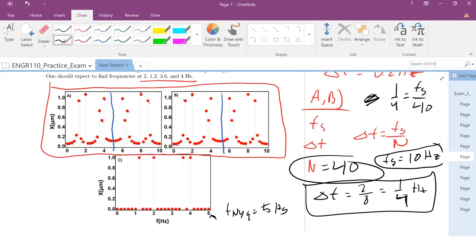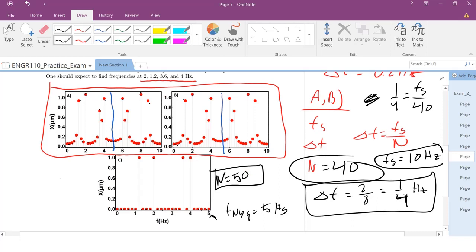So let's count our points again. 1, 2, 3, 4, 5, 6, 7, 8, 9, 10, 11, 12, 13, 14, 15, 16, 17, 18, 19, 20, 21, 22, 23, 24, 25. So 25 points here. So we know that that is plotted again to N over 2 number of points. So for C, our N is going to be equal to 50.